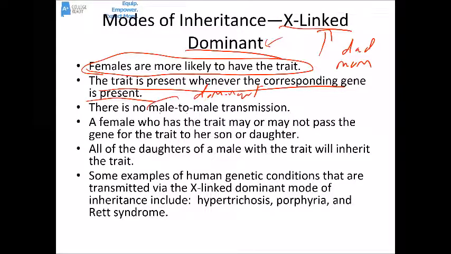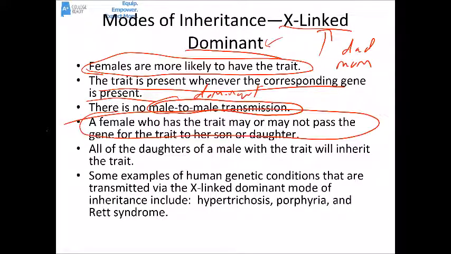This one, there's no male to male transmission. And this means that fathers can't pass it to sons because fathers give a Y chromosome to their sons and not an X. Males get their X chromosome from mom. A female who has the trait can pass it on to the son or the daughter, but may not pass it on to either one because she has 2 X chromosomes.